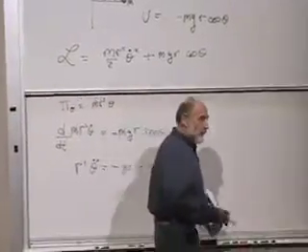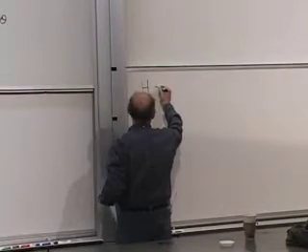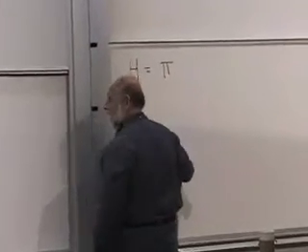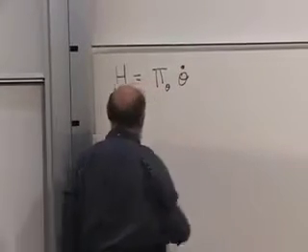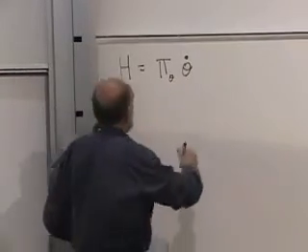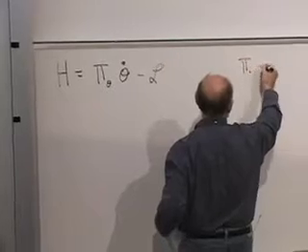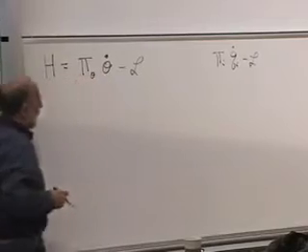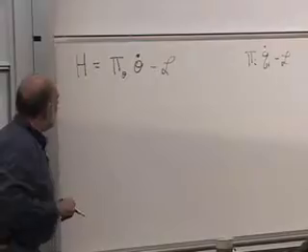by the mindless method. The mindless method says that the Hamiltonian is equal to the momentum, what did I call it, pi sub theta times theta dot. This is pi times q dot. All right, we worked that out last time. Minus L. What I'm writing is pi sub i q sub i dot minus L. That's where you sum over i. But there's only one coordinate in this problem, so that's it.